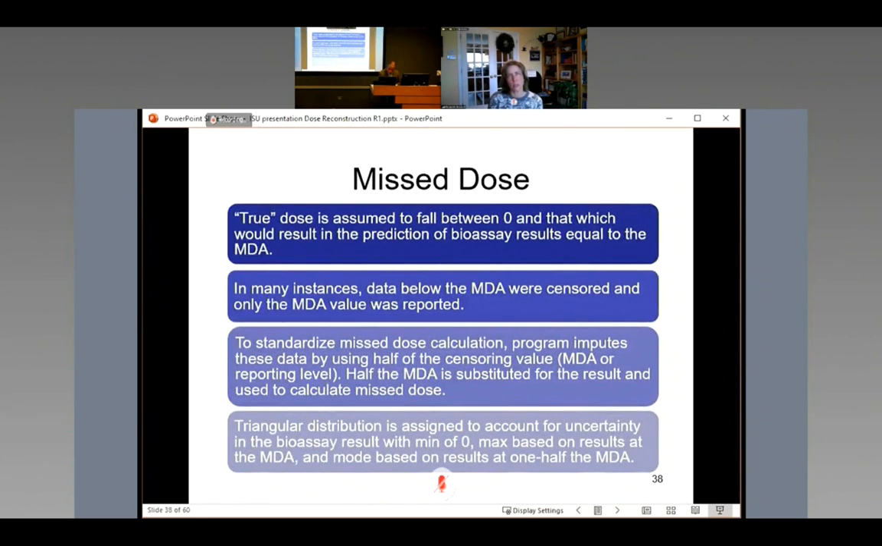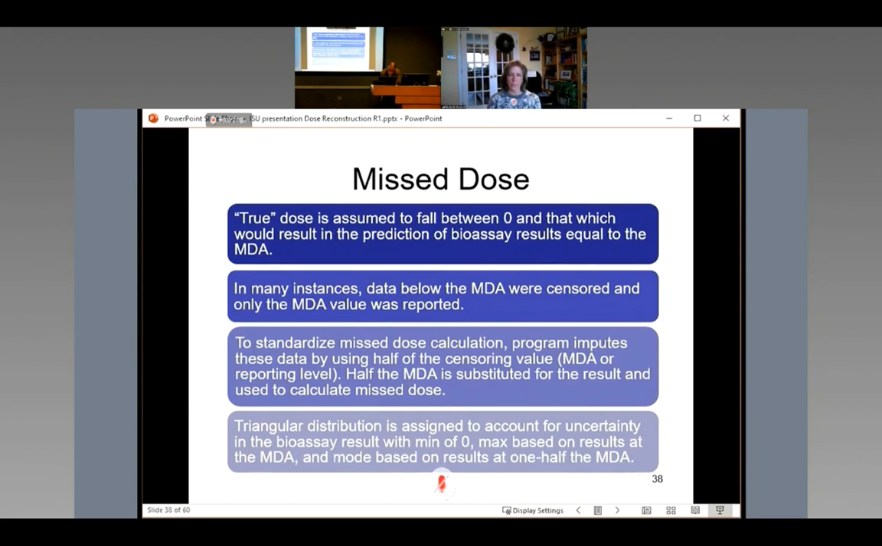So the thinking is that the true dose is assumed to fall between 0 and that which would result in the prediction of the bioassay results equal to the MDA. One major reason for using the MDA for this rather than a critical level is that historically, many of the results were censored below the MDA or some reporting level even.